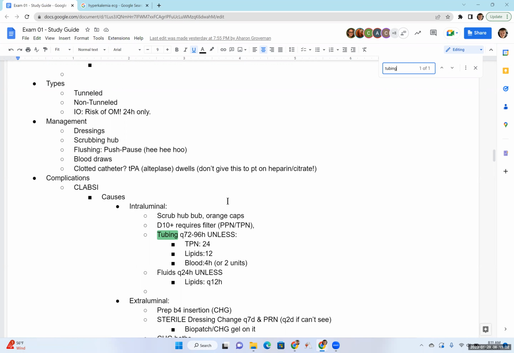So that's why it's given how? Via central line. It's high risk for infection, right? So that being said, with TPN, what's the tubing change on TPN? Every 24 hours compared to regular tubing, which is what? Every 72 to 96. Both hospitals have 72, and 72 is not wrong. 96 is actually what the CDC says.